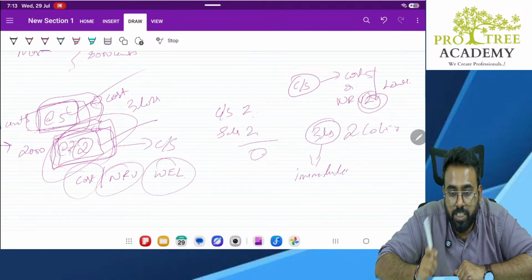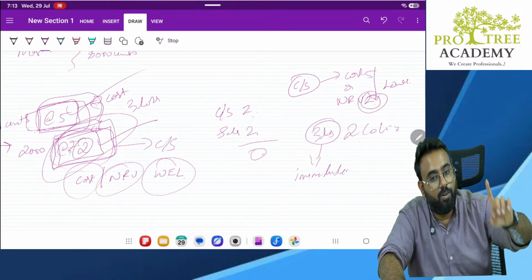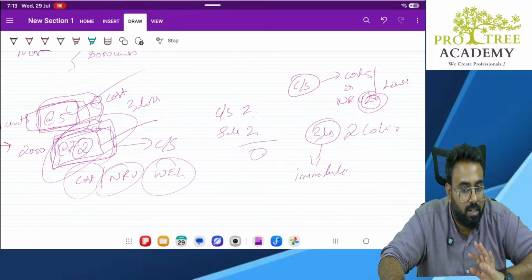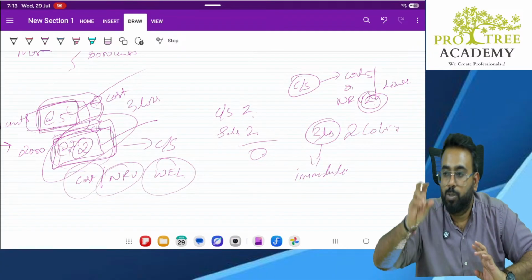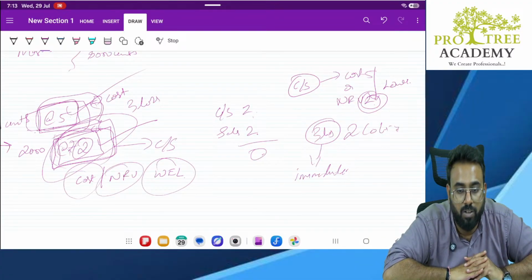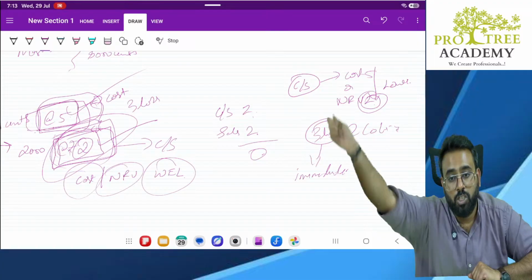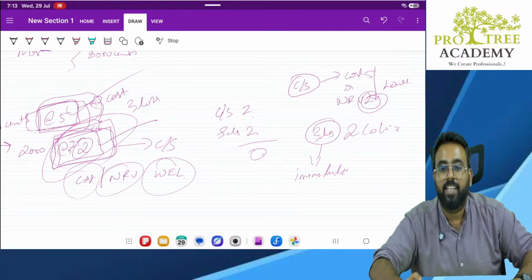Sir, cheating, sir. You are doing cheating. When profit was not recognized in 1 year, you said profit should never be recognized in year 1 only. You should recognize it as and when it is actually earned. Correct. But here you are saying loss should be recognized in 1 year only. Why cheating, sir?